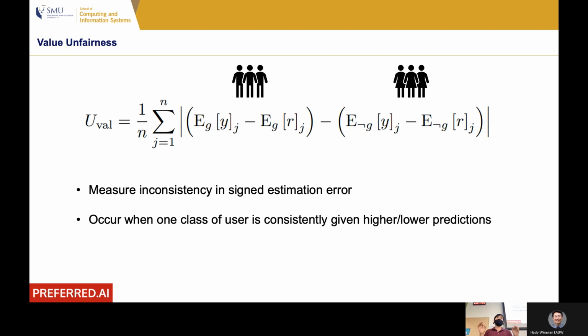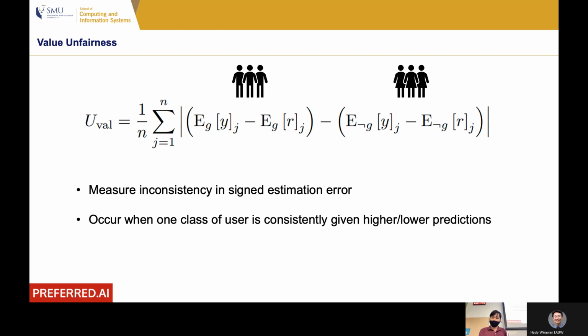So look at this one. This value is actually high when the signed estimation errors are different. So let's say for the first group we have a positive value, whereas the other one has a negative value. Then we have a big number. And the other way around, when the first one is negative and the other one is positive, then we have a big value. So this unfairness occurs when one class of users is consistently given higher or lower predictions than the other.